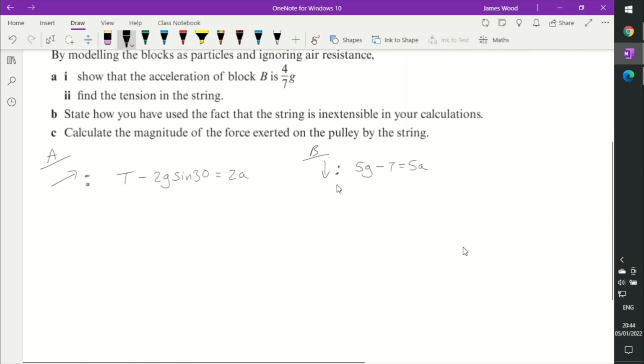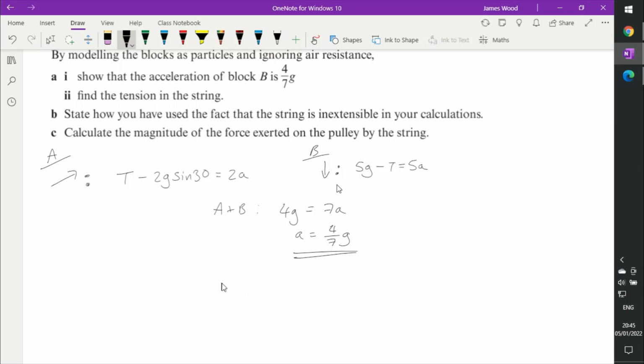And now I've just got to solve these simultaneously. So I'm going to add them together to eliminate T. So that's going to be 5g and then minus, well, 2 sin 30, that's just 1. So it's going to be 4g equals 7a. So a is 4/7 g. And that's what it asks us to show.